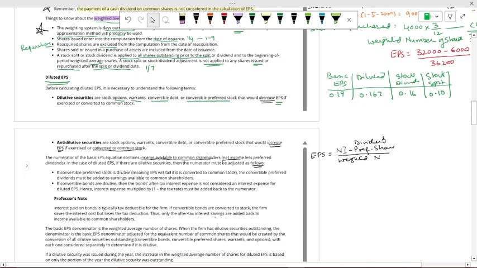Now, very closely, if convertible preference shares are dilutive, convertible preference shares means preference shares can be converted into equity shares. What will happen to EPS? EPS will fall if it is converted. The convertible preference dividends must be added to the earnings.